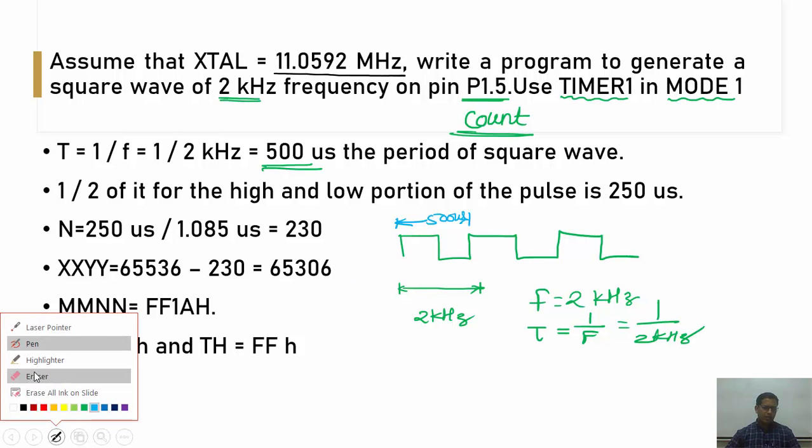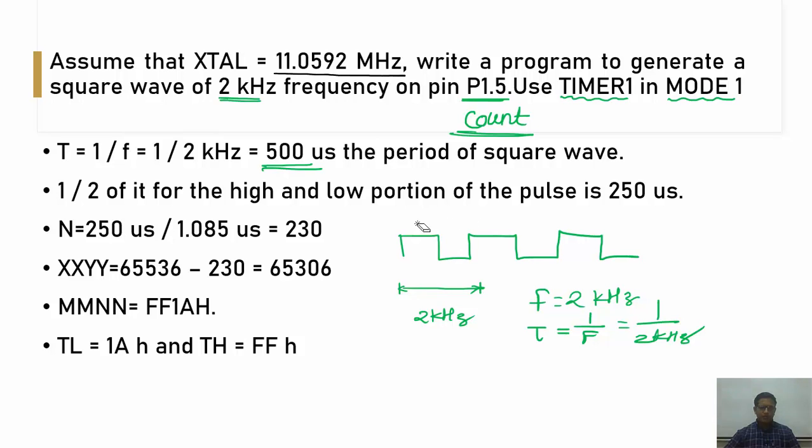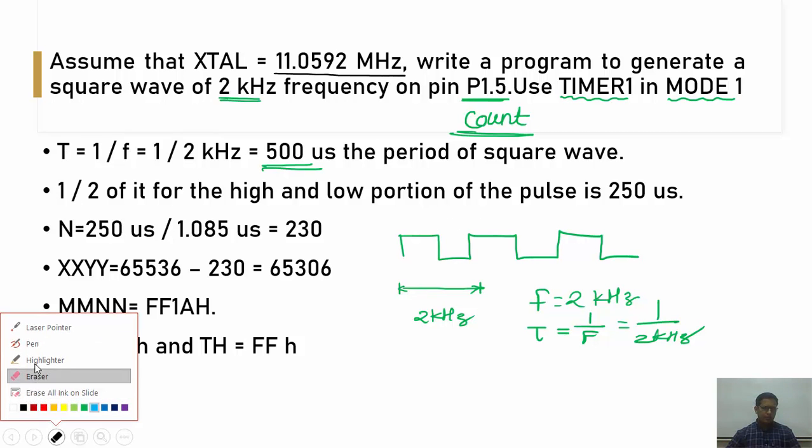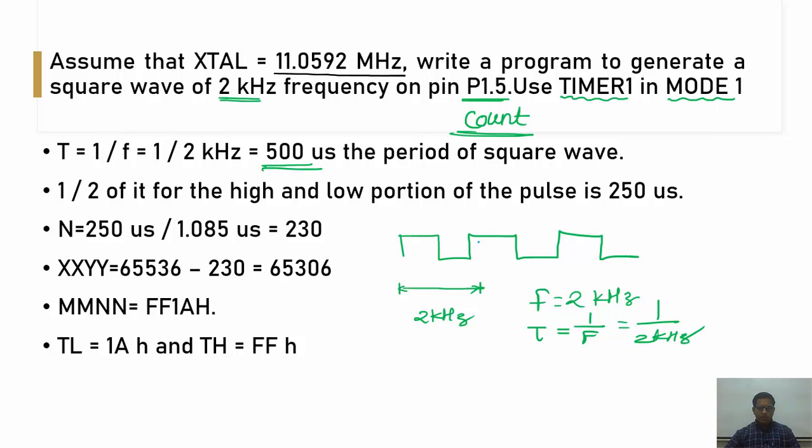Okay, let me write it properly. This is the total time period, so please consider that this total time period is 500 microseconds. Now one thing is clear: this is a square wave with a 50% duty cycle. So this amount is 250 microseconds. For 250 microseconds the pin status should be high, and for another 250 microseconds the pin status should be low. High and low, in this way the operation is done.